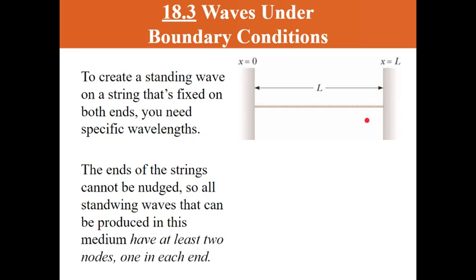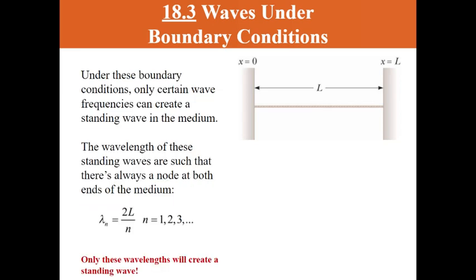So this sets up a boundary condition: to create a standing wave in a medium that is bounded, you need to have two nodes, one on each end. The only allowed frequencies follow that criteria. And what that means for the wavelength of those particular waves is that they'll have a node on one end of the string and a node on the other. That gives rise to a particular set of wavelengths required if you want to sustain a standing wave.